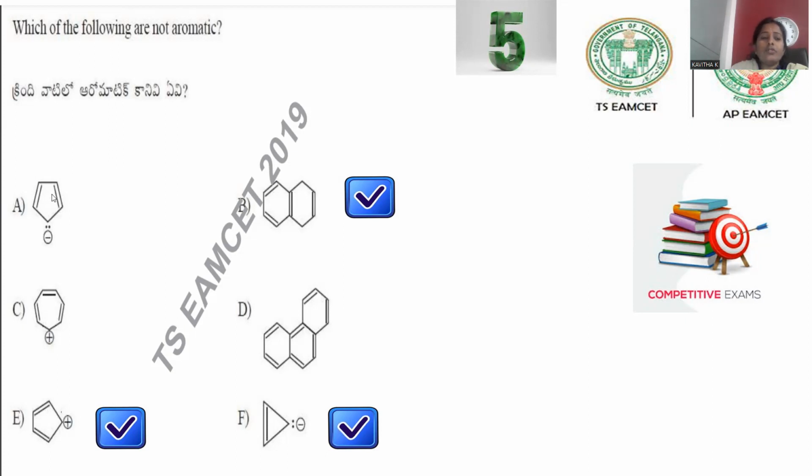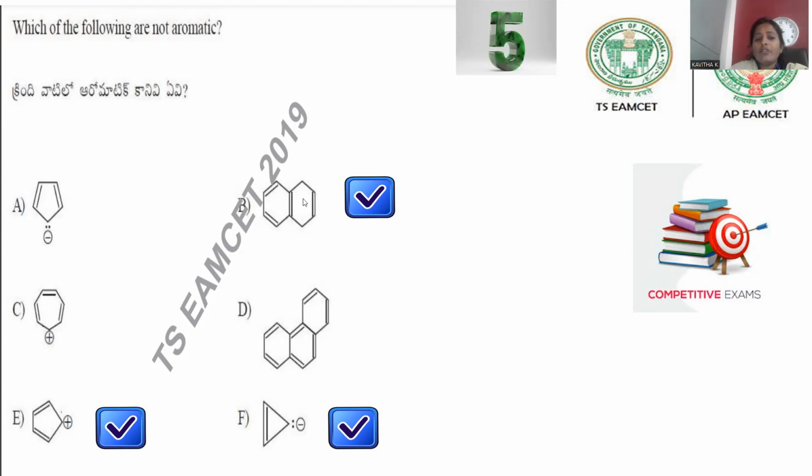And here you can notice two pi bonds are in conjugation, and here a negative charge. Cyclopentadienyl anion, where a 6 pi electron system is there. These two and this electron also contribute for delocalization, so that it is 6 pi electrons. It is part of aromatic.